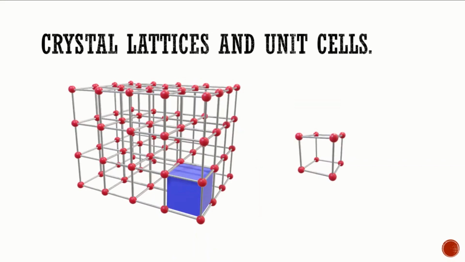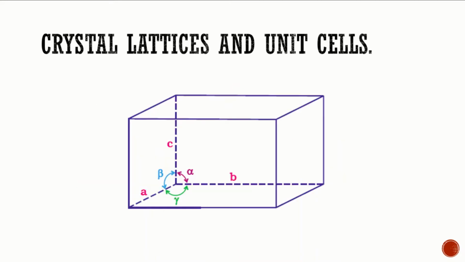Now from the complete space lattice, it is possible to select a smallest three-dimensional portion which repeats itself in different directions to generate the complete space lattice. This is what we call a unit cell. A unit cell is characterized by 6 parameters, which are the axial lengths a, b and c, and the axial angles alpha, beta and gamma.